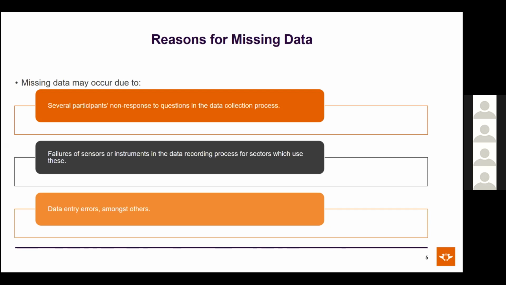Then we could have issues whereby sensors fail in domains or areas that use sensors. That will mainly be in your engineering sectors. So if the sensors fail, then the information which they're supposed to report doesn't get sent to your database. So that information is missing.